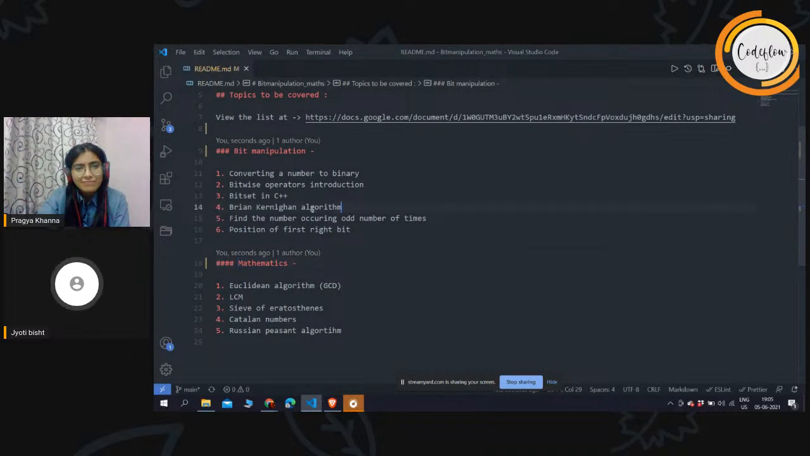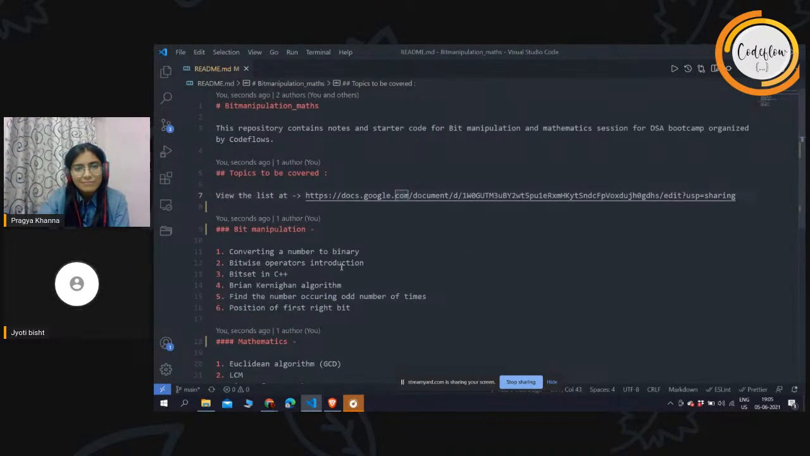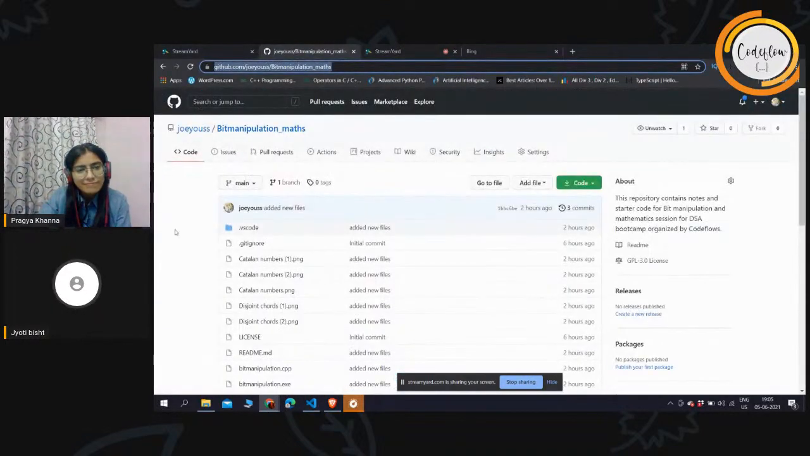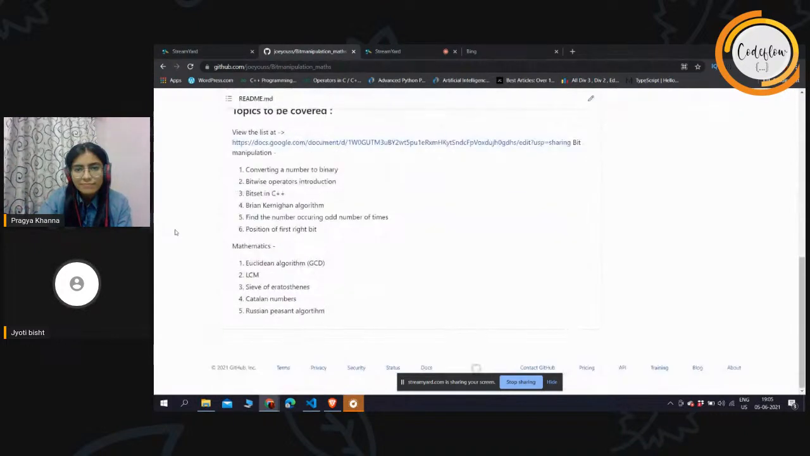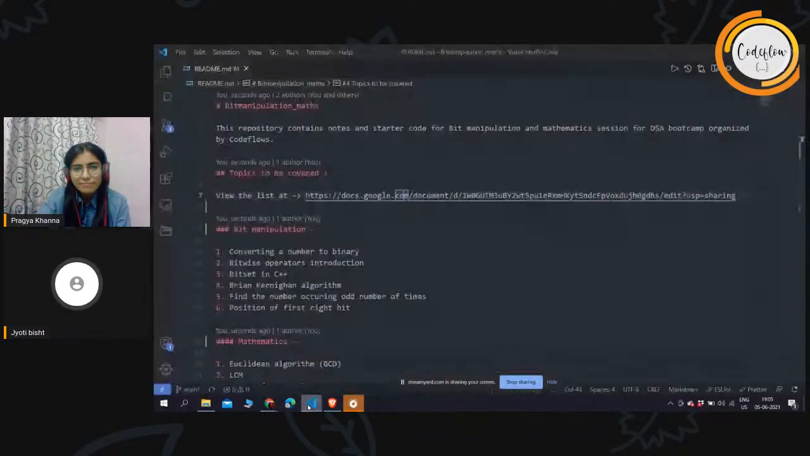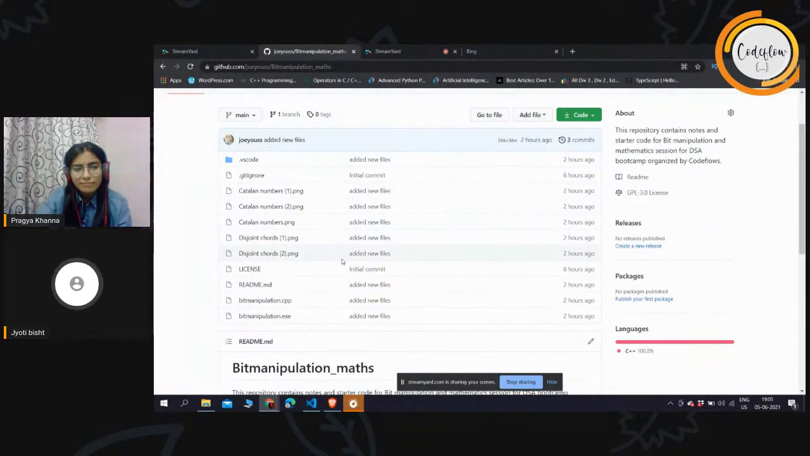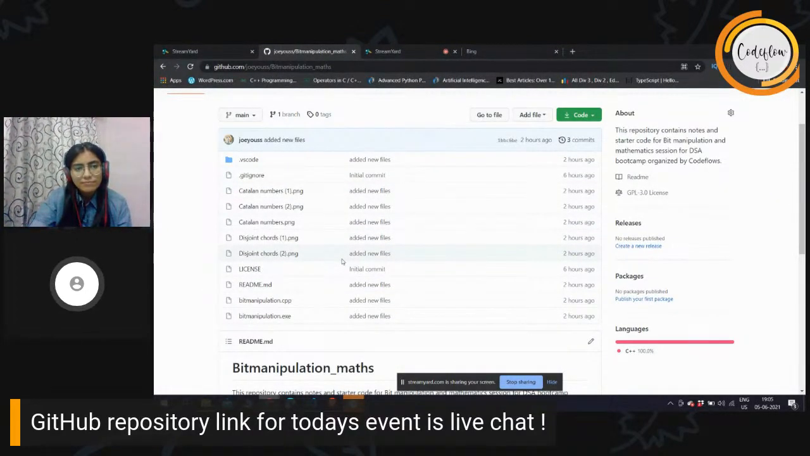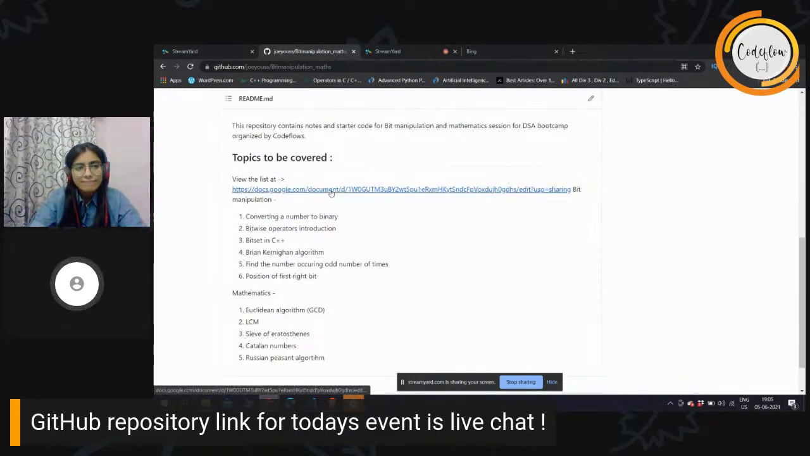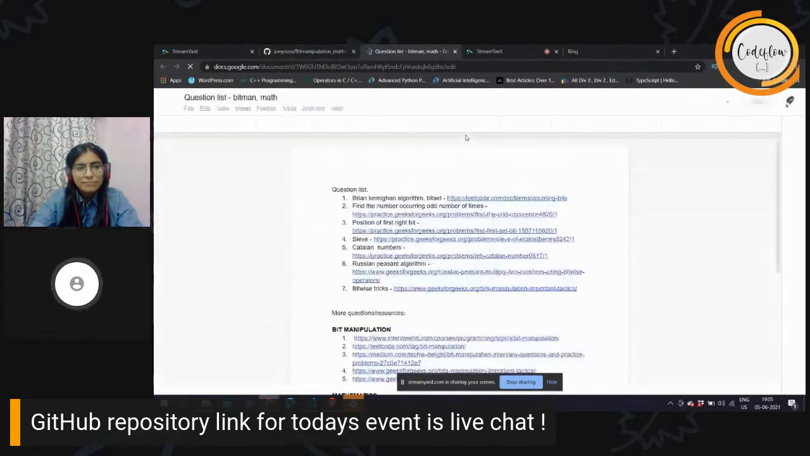I have also posted a link to a GitHub repo, and you can clone it if you wish. This repo is exactly what I have in my code editor right now, and whatever code and notes I make today, I'll push into the repo so you can copy them from there. It also has diagrams you can go and see. And this is the link of the document, which you can go and view.